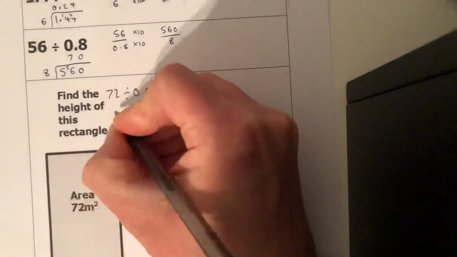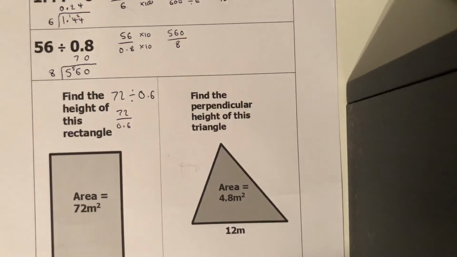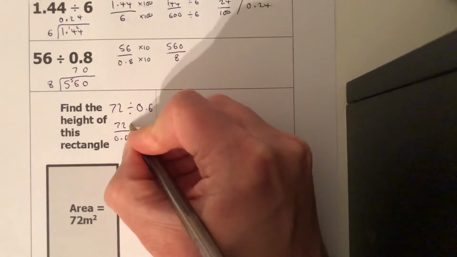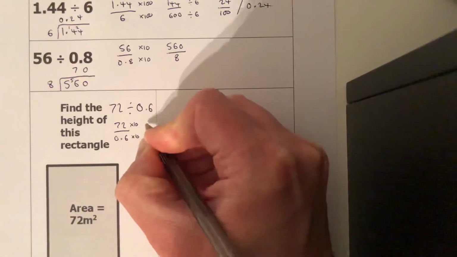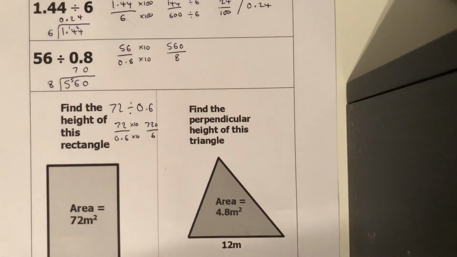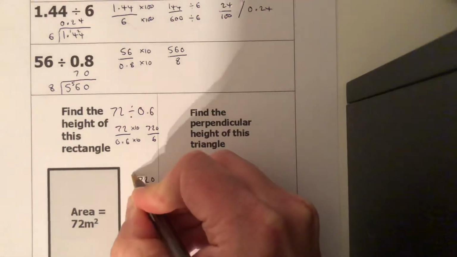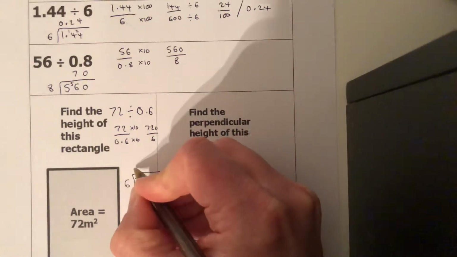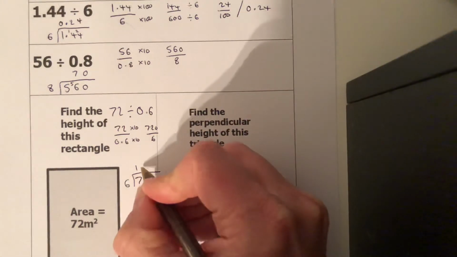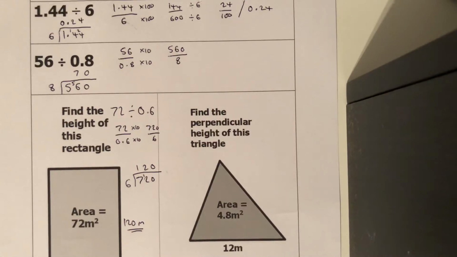A bit like we had before, 72 over 0.6. Don't like mixing decimals and fractions, so times by 10 top and bottom, so we'll get 720 divided by 6. I feel reasonably confident with that now. If you really want to do the bus stop, you can do 720 divided by 6: 6 into 7 goes once, 6 into 12 goes twice, and then you've got your naught. So the answer is, this side here, believe it or not, is 120 metres long. Sounds a bit mad, but it was only 0.6 metres wide.